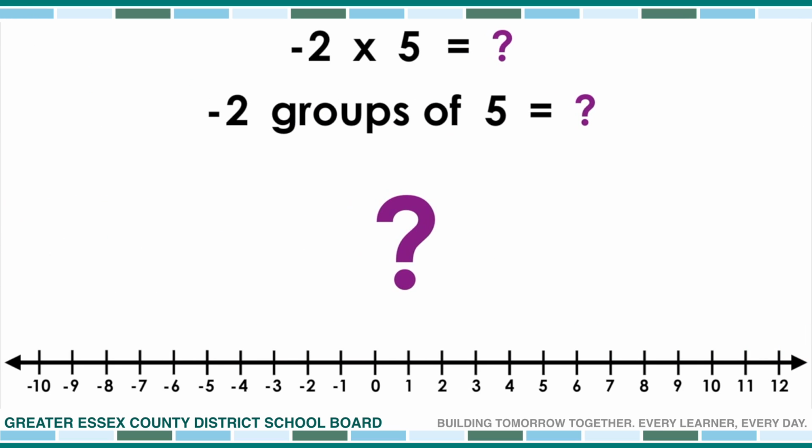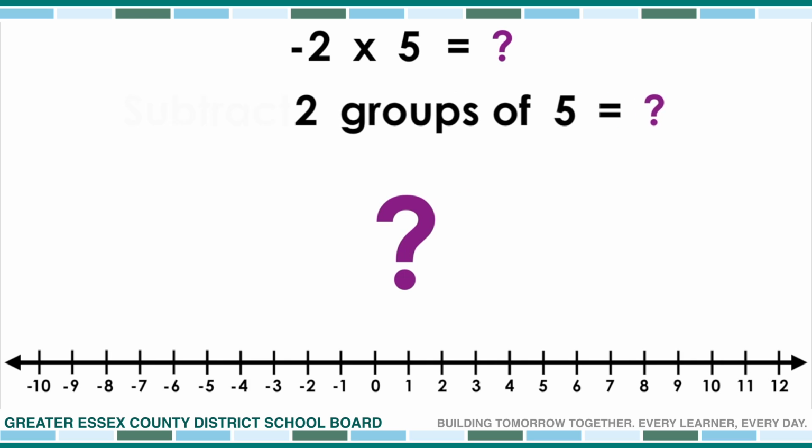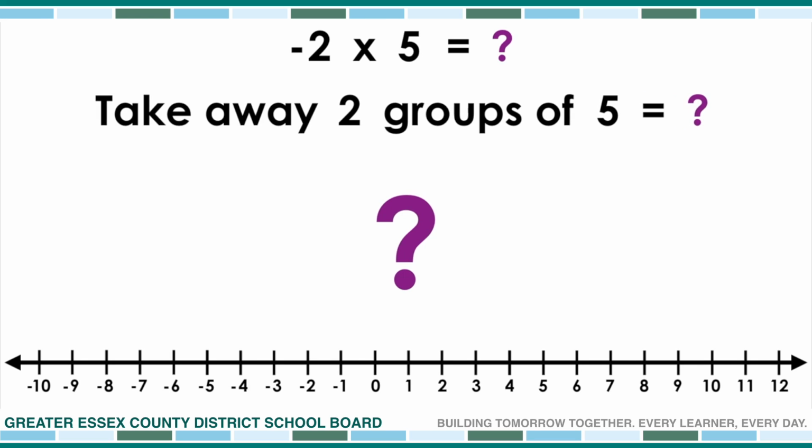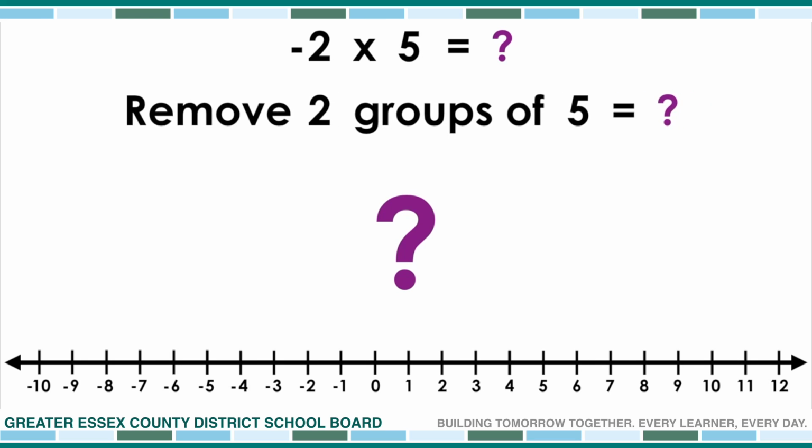We have -2 groups of 5. Let's think about that for a second. Well, there's multiple ways to look at what this really means. We could look at -2 groups of 5 as subtracting 2 groups of 5, or taking away 2 groups of 5, or removing 2 groups of 5.